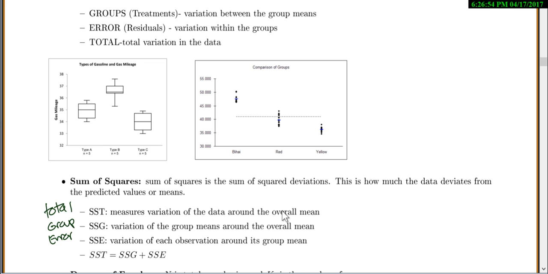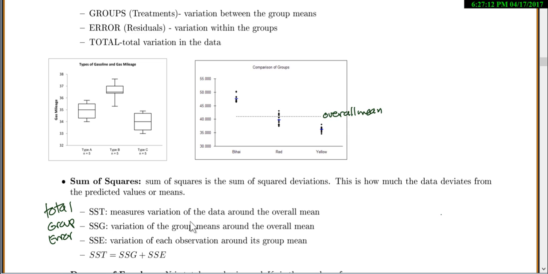So the total measures variation in the data around the overall mean. So come up here, notice this dashed line. This dashed line here is the overall mean. And so you take each point minus the overall mean. That's the variation between the point and the mean. And the next point minus the overall mean, next point minus the overall mean. So that's variation of data around the overall mean.